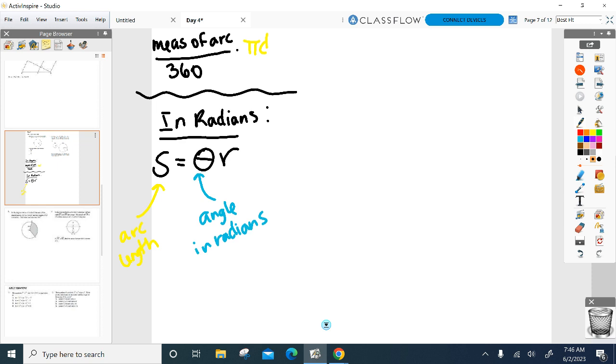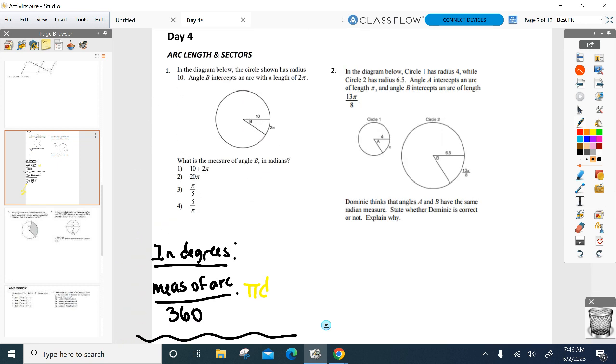All right, we're ready to go. I'll get into sector in a minute when we get to it, but these first two questions deal with arc length. So let's take a look at number one. Angle B intercepts an arc. There it is, with a length of 2 pi. So that's how I know, hey, this is an arc length problem. What is angle B? Now, what do I need it in? Radians. So I don't want the degrees formula. I want the radians formula. All right, I want to make sure, because if I have to use this formula here, measure over 360 times pi d, that's going to give me the angle in degrees. Not interested. I want it in radians. So I'm going to be using S equals theta times radius.